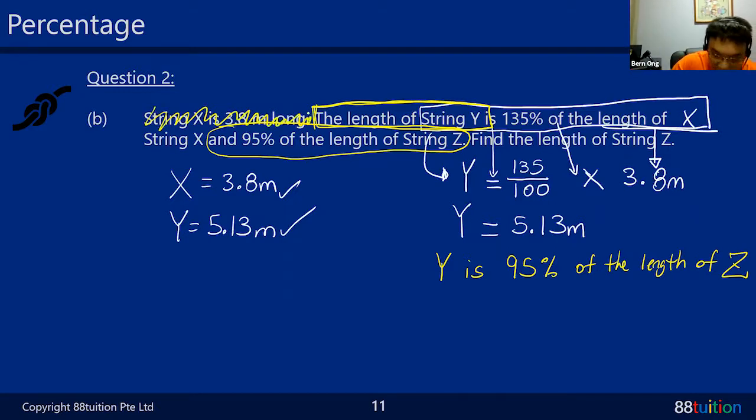The sentence means what? The sentence means this portion here, this statement down here. Can you see? So you must know who you're comparing with. So Z is comparing with Y. So Y is 95% of the length of Z.